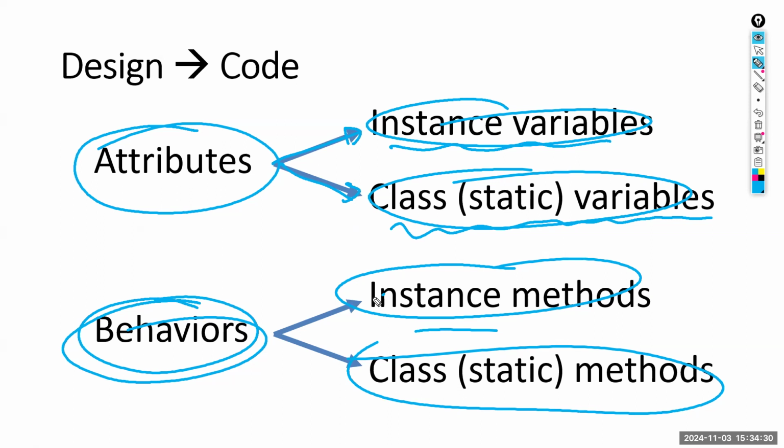So you must know the difference between an instance variable and a class variable, and between an instance method and a class method. What kind of attributes do you want to make instance variables? What kind of attributes will end up as class variables? What kind of behaviors do you want to model and implement as instance methods? Which type of behaviors do you want to model as static or class methods?